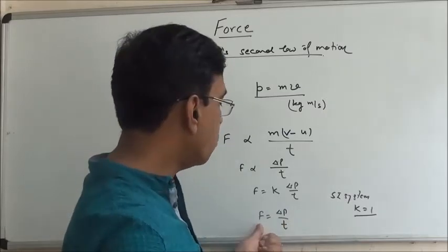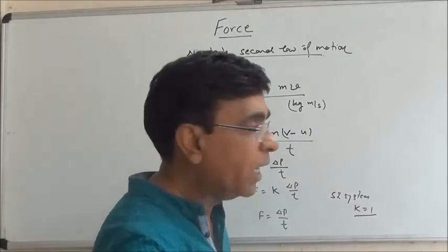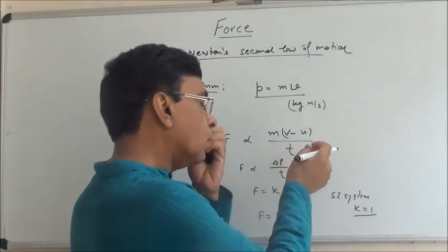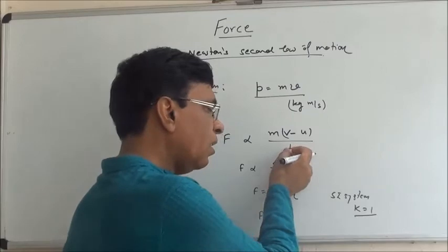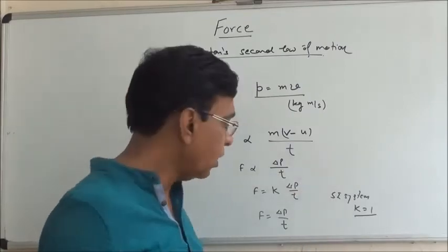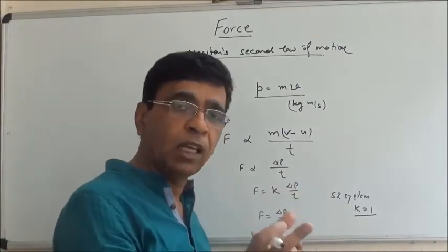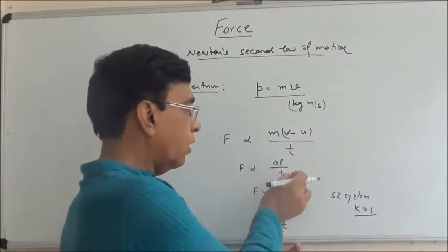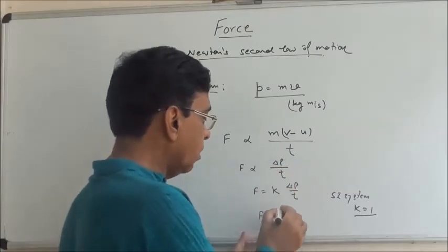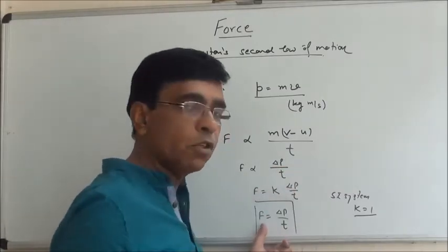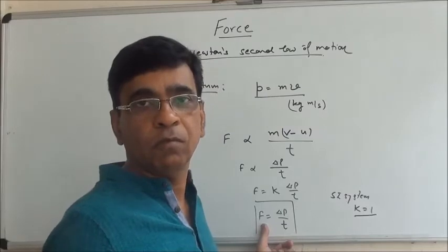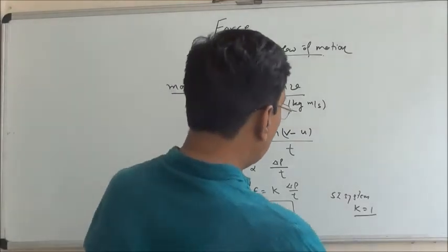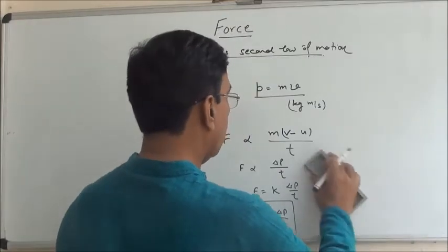So we can define force as the rate of change of momentum. We can also write it as delta P upon delta T. That is the same actually. I am taking T as the time in which the momentum changes by delta P, so even if we write delta T or T, it doesn't matter. Just keep in mind that force is the rate of change of momentum, delta P upon T: change in momentum upon the time in which the momentum is changed.